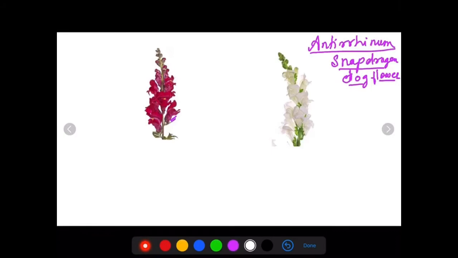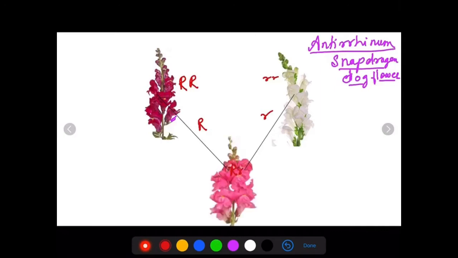So let us see, if this is considered as capital R, this has to be small r. And here the gamete will be capital R, and here the gamete will be small r, and fusion of these two will be capital R and small r. So this comes to be a pink flower. This is pink, and this is the F1 generation with this genotype.